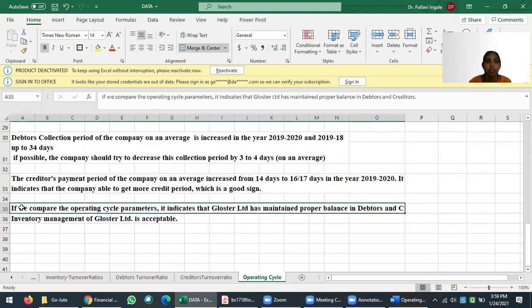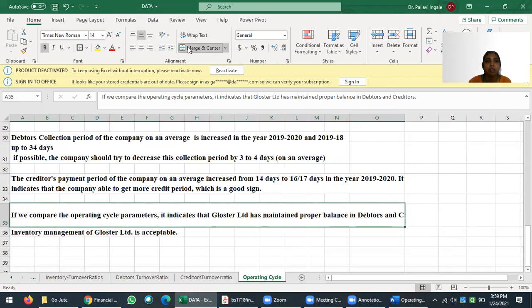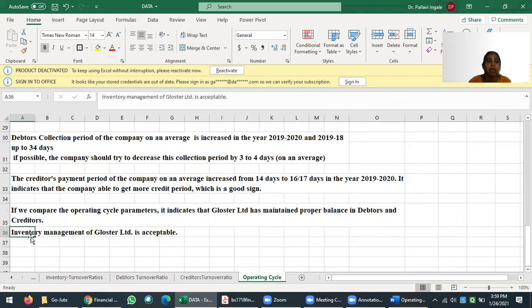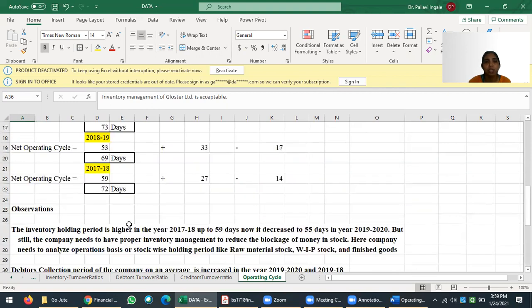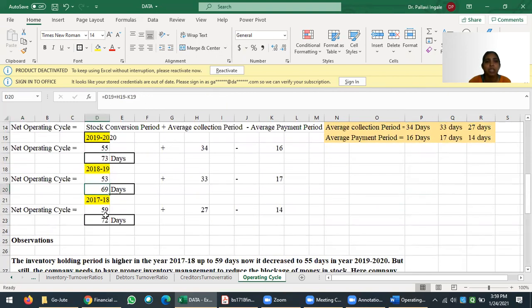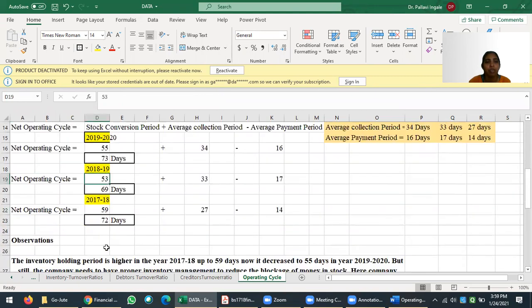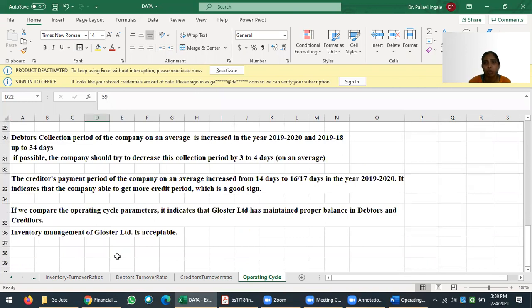The same I have mentioned here. If we compare the operating cycle parameters, it indicates that Gloster Limited has maintained proper balance in debtors and creditors. Inventory management of Gloster India is acceptable. Means whatever they are managing, this operating cycle of 73 days, 69 days or 72 days, it is acceptable because they have managed it properly. This particular inventory is 55, 53 and 59 days. It is acceptable and the overall operating cycle is also good for this organization.